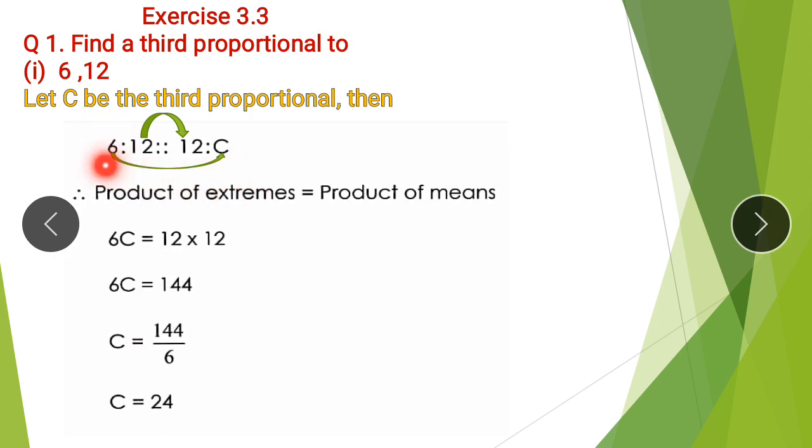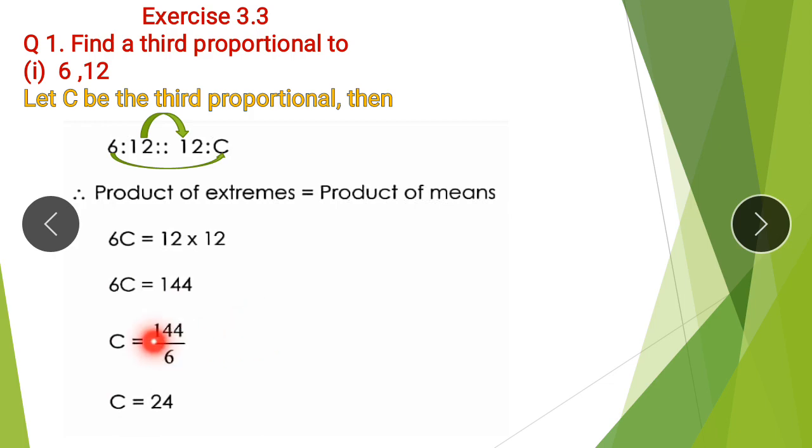Here you can write this in fraction form, or you can go by the method of product of extremes and product of means. Extremes are the first and the last values and means are the middle values. So 6 and C will be the product of extremes and the product of means will be 12 into 12. When we multiply 12 with 12, we get 144. Since we are supposed to find the value of C, between C and 6 we have a multiplication sign. When we shift 6 to the other side of the equation, it will be in division form.